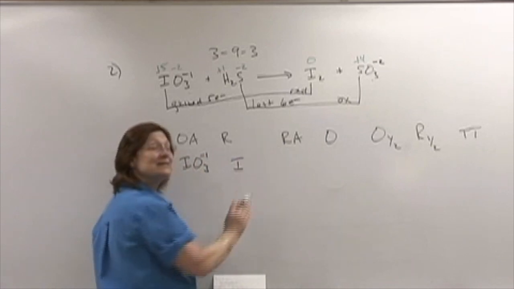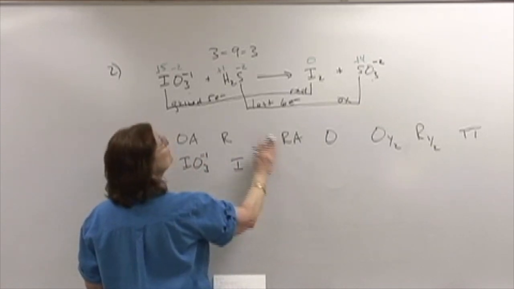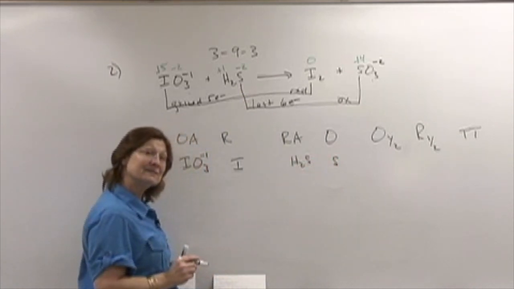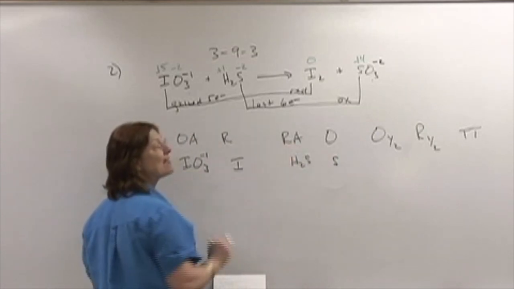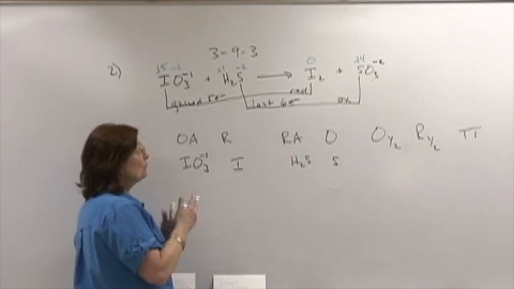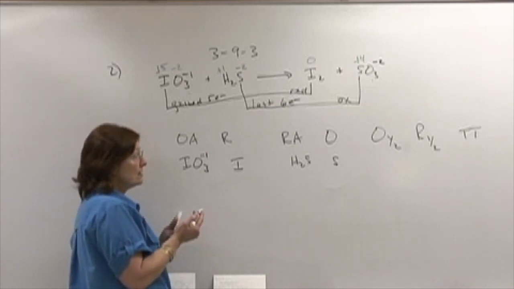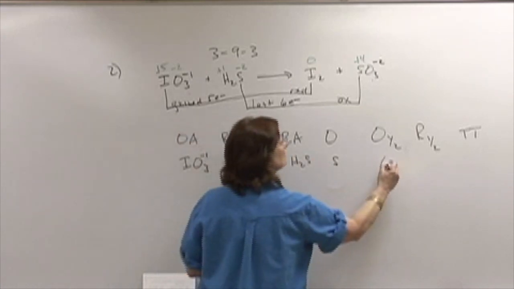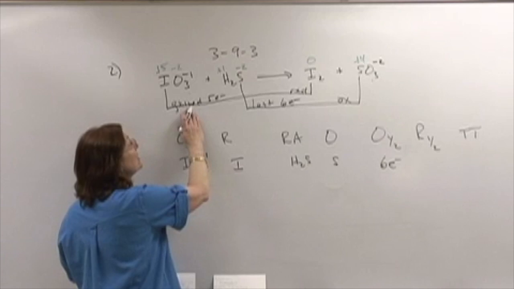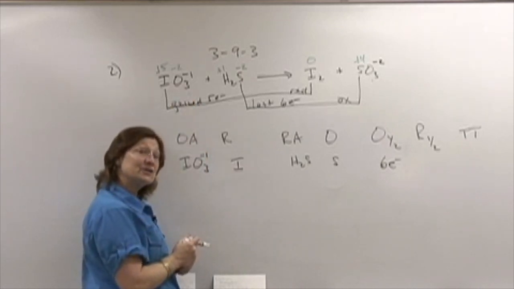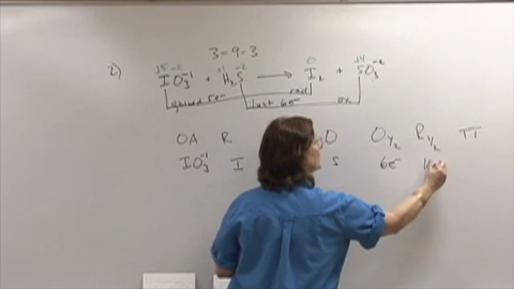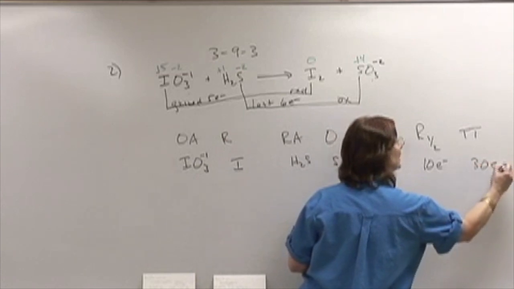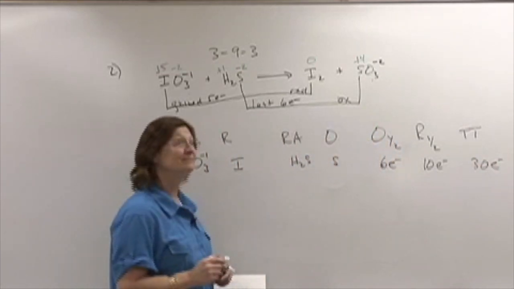The reducing agent contains the element oxidized. And the element oxidized was sulfur, and therefore the reducing agent is the hydrosulfuric acid. The O1/2 is the oxidized half reaction. And what are the total number of electrons that are lost in the oxidation half? The oxidation half lost 6 electrons. The reduction half, there were 2 atoms, and therefore we gained not just 5, but 10 electrons. And then the total number that are transferred in the complete reaction was 30 electrons. And that's how we do number 2.